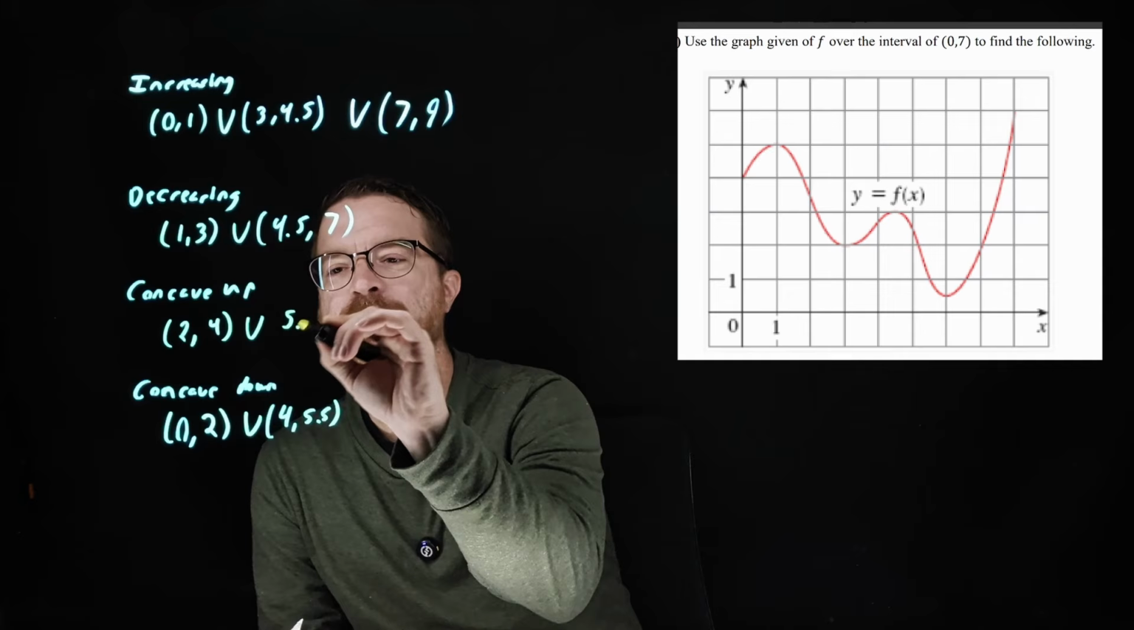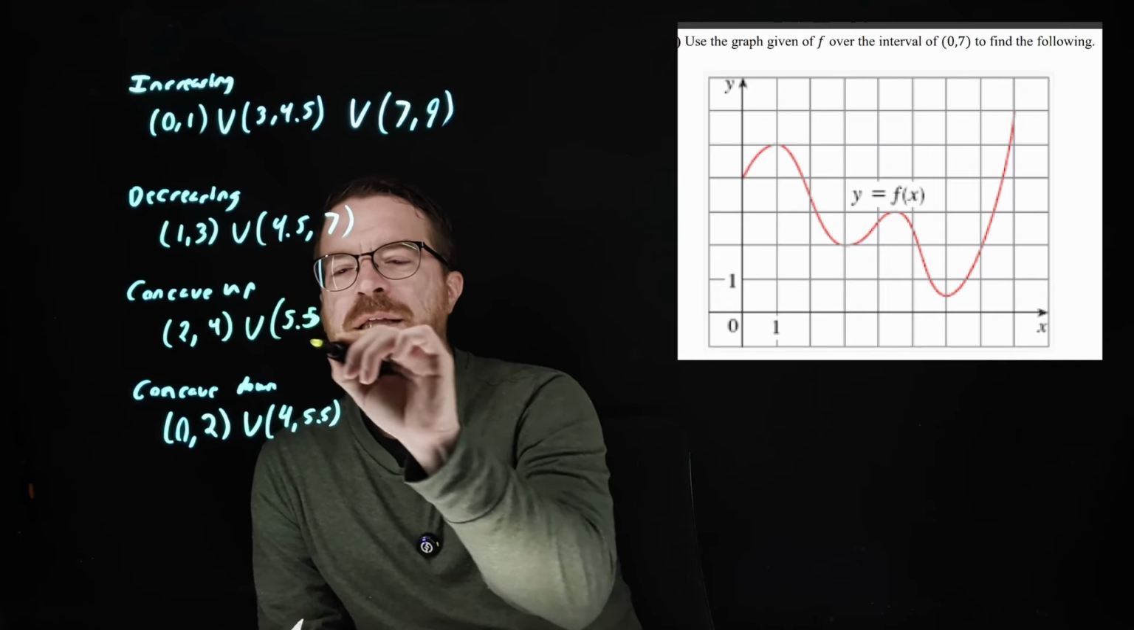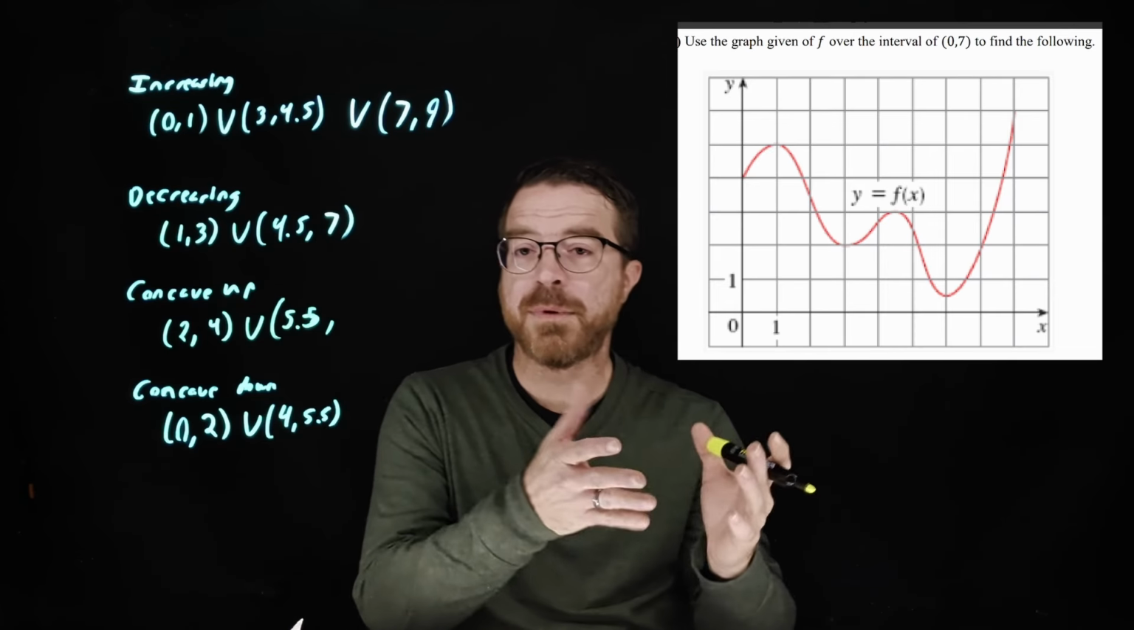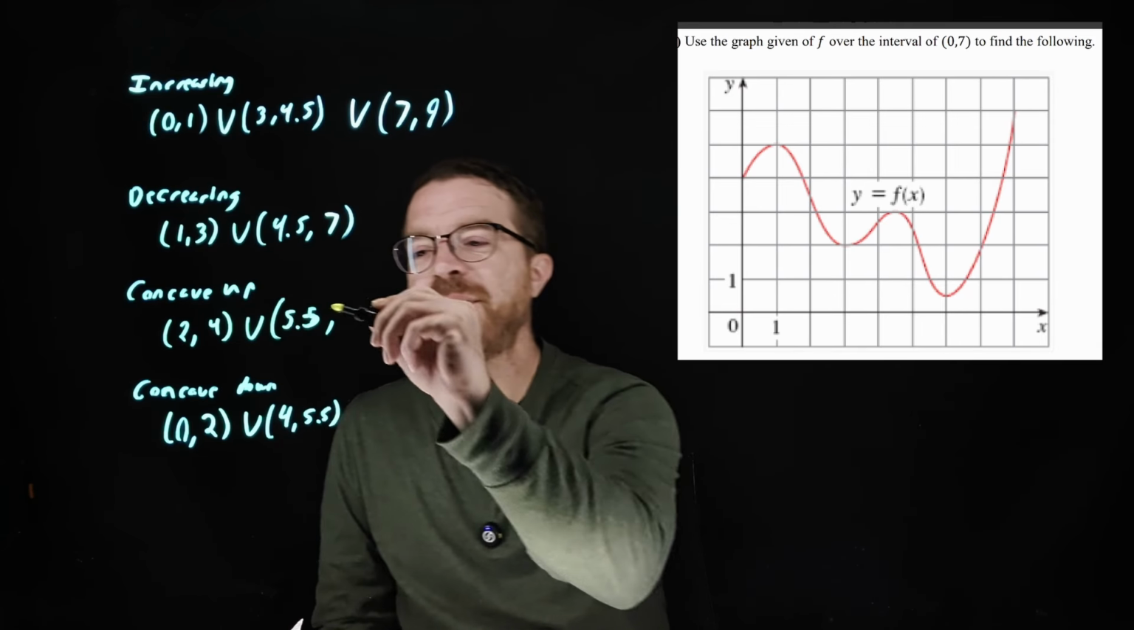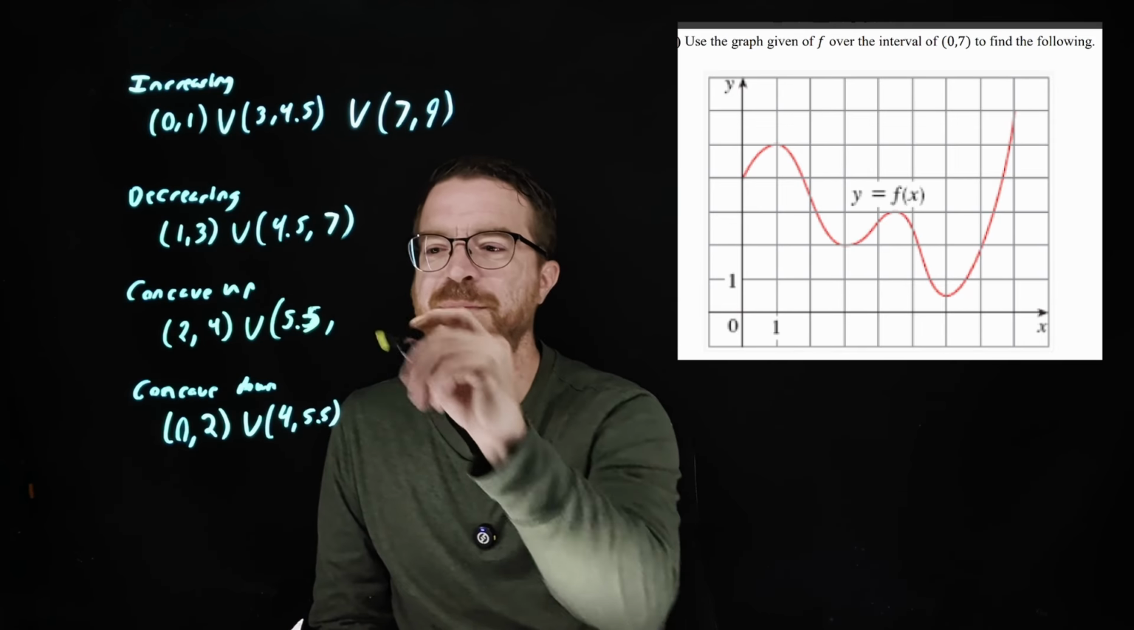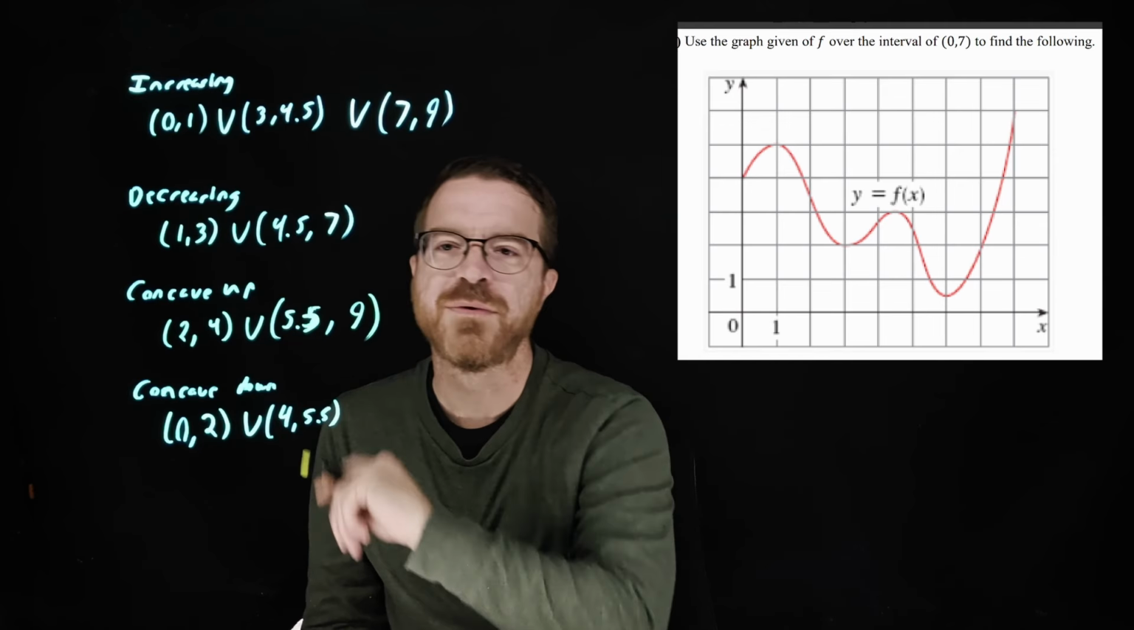So 5.5, and then of course this would be for the problem, because it says in the interval from 0 to 7, it would be from 5.5 to 7, but I'm going to do it for the entire graph, so I'm going to say from 5.5 to 9.